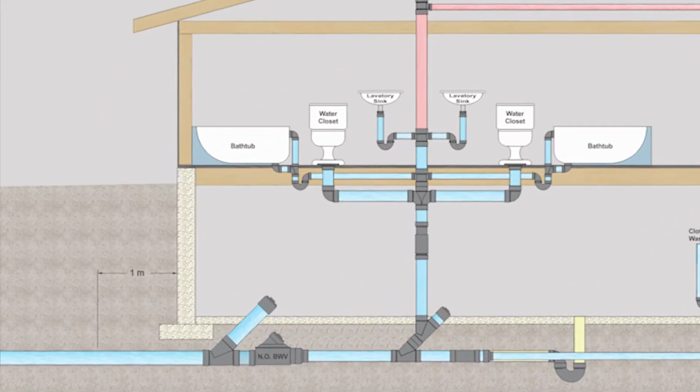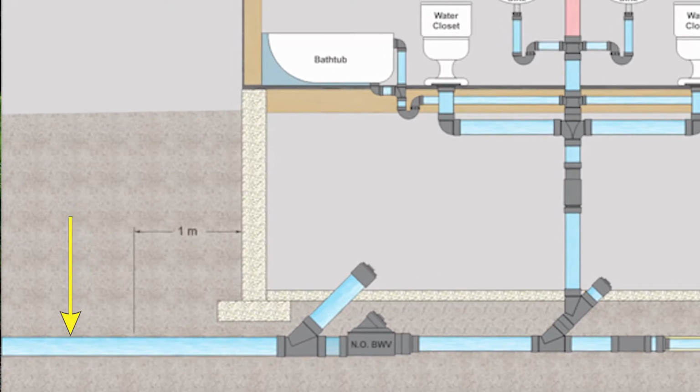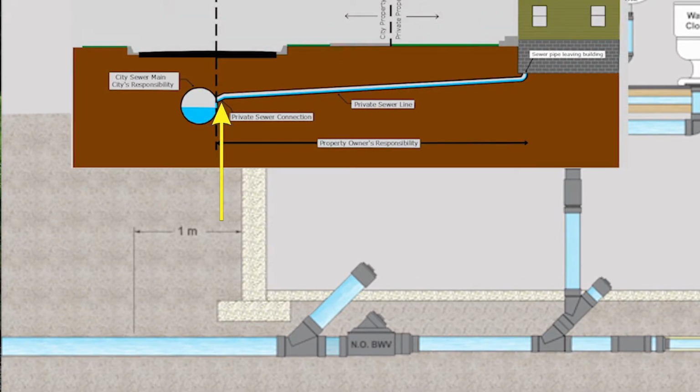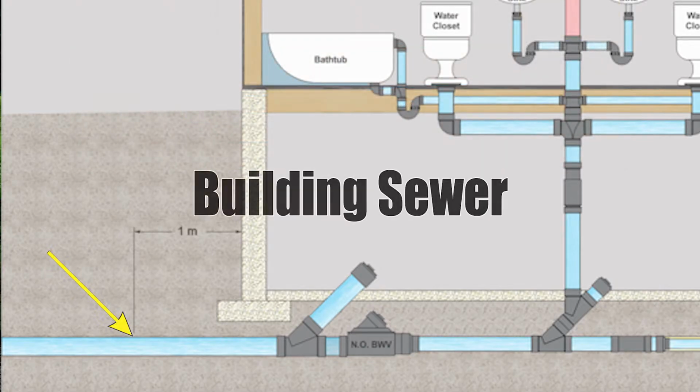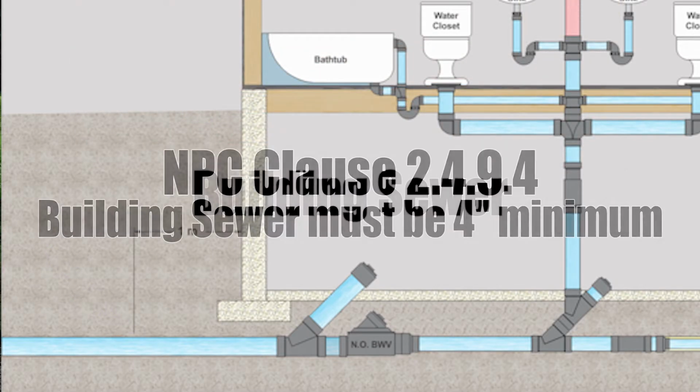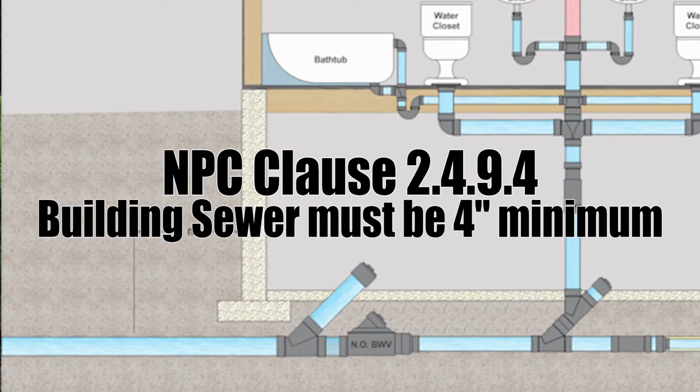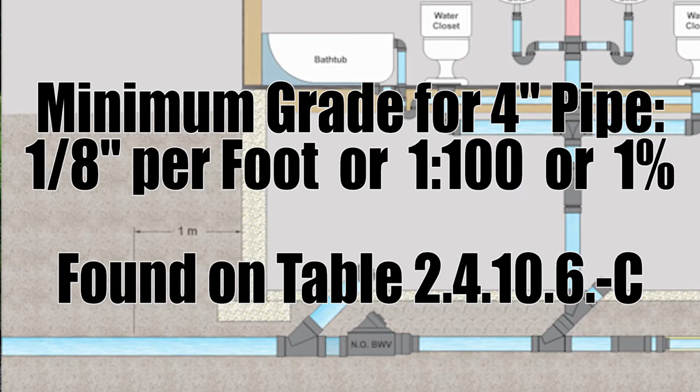Well, let's start with this pipe on the bottom left side of the page here. That actually comes from the city sewer connection all the way up to within 1 meter of the building wall. That is called the building sewer. And according to clause 2494, it is to be 4 inches in size minimum. The minimum grade or slope permitted on a 4-inch pipe is 1/8 of an inch per foot, or 1 in 100 as our code states it. We have not covered grades yet, that will be coming up in a future video.